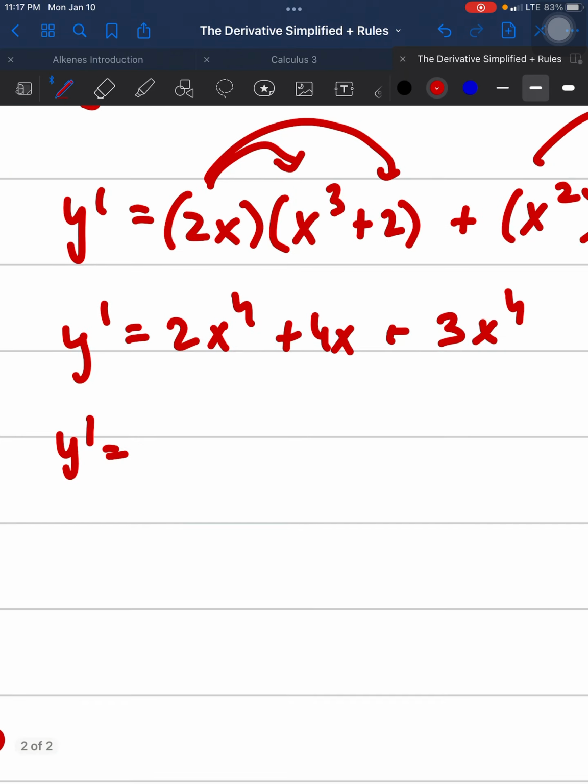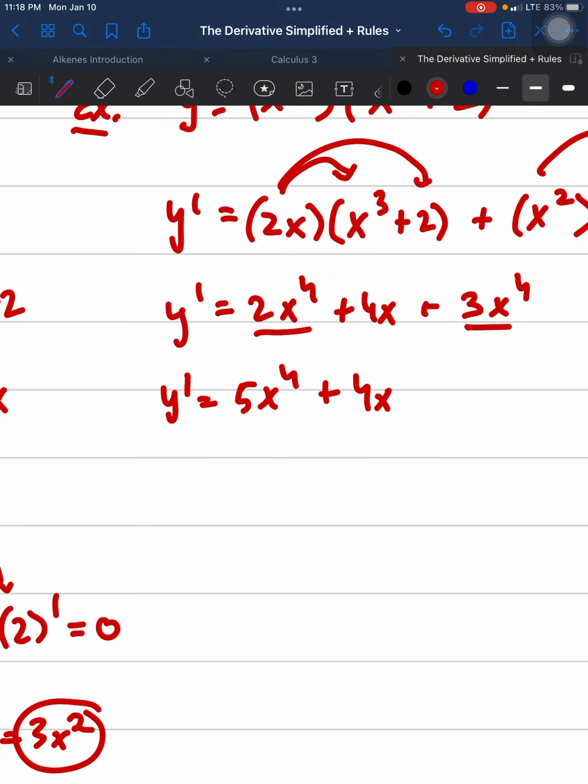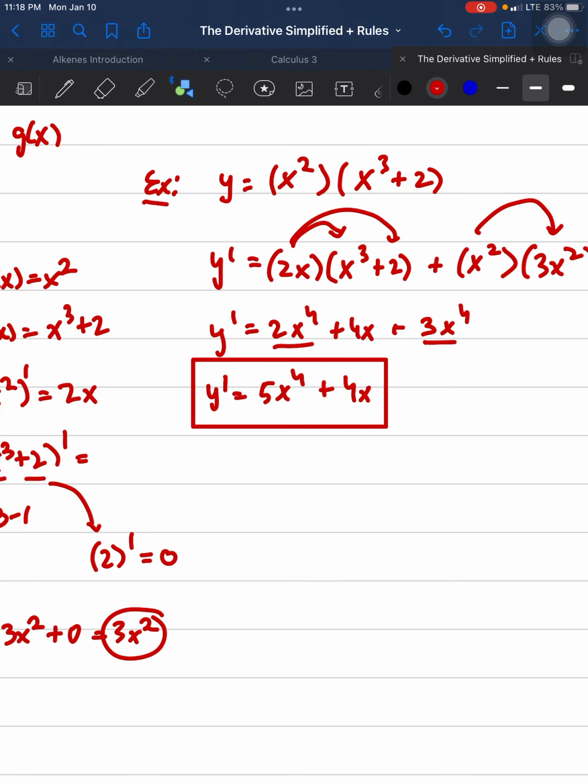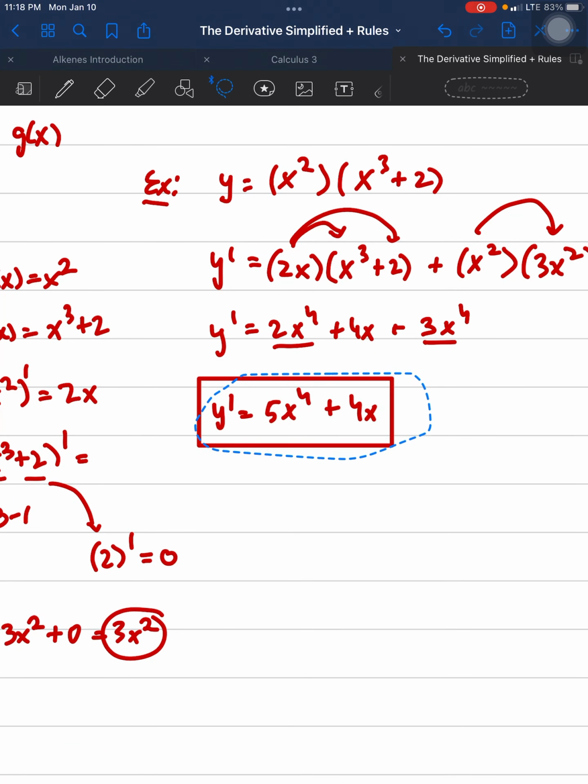Now you can simplify even more. We can add like terms: 2x to the fourth plus 3x to the fourth is 5x to the fourth, plus 4x. Our final derivative is this. So this is actually the simplified form of the derivative.